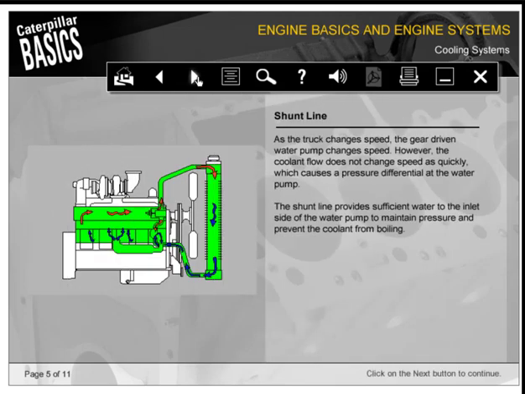As the truck changes speed, the gear-driven water pump changes speed. However, the coolant flow does not change speed as quickly, which causes a pressure differential at the water pump. The shunt line provides sufficient water to the inlet side of the water pump to maintain pressure and prevent the coolant from boiling.